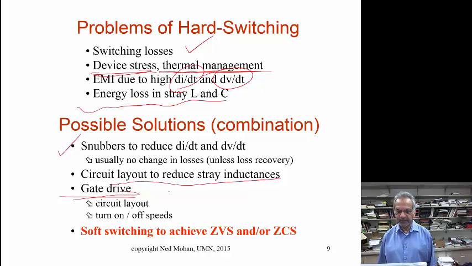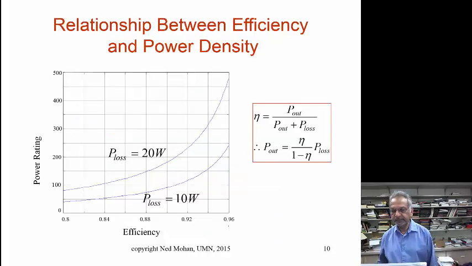But our concentration in this module is really on soft switching to achieve ZVS, zero voltage switching, or zero current switching. So we can see that this power loss results in loss of efficiency.